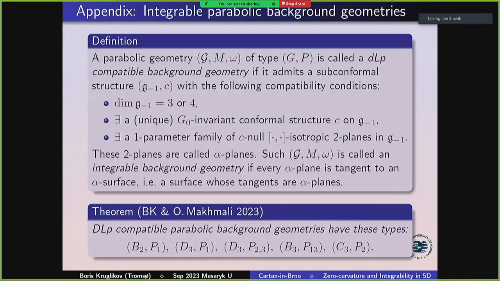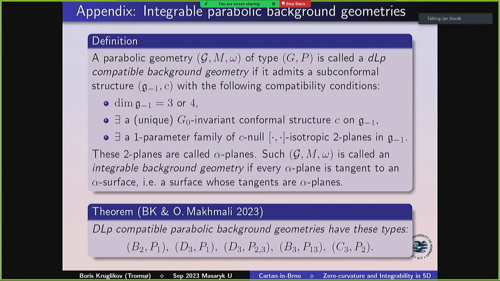So here it is. Let's call a parabolic geometry DLP compatible, that's dispersionless pair compatible background geometry, if it admits a subconformal structure on the distribution corresponding to G minus, and we have the full compatibility condition. So the rank of this distribution is 3 or 4. That's coming from the theorem with David Vanderbank. And there exists a G0 invariant conformal structure on this one. It turns out to be unique under this condition.